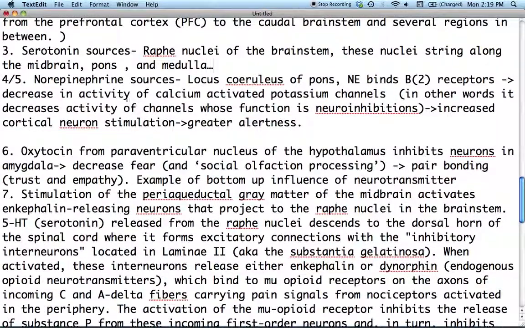Okay, so norepinephrine. Source: the locus coeruleus of the pons. It helps if I always include "of the pons" when I say locus coeruleus so that I can associate norepinephrine with that specific place. Norepinephrine from the locus coeruleus of the pons.